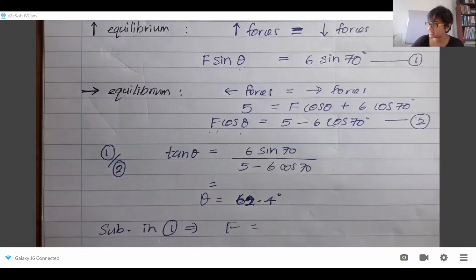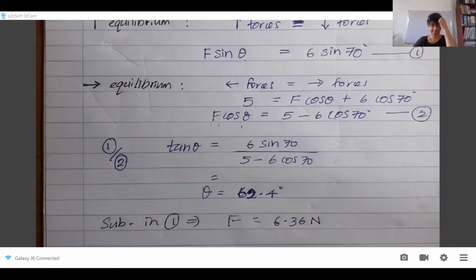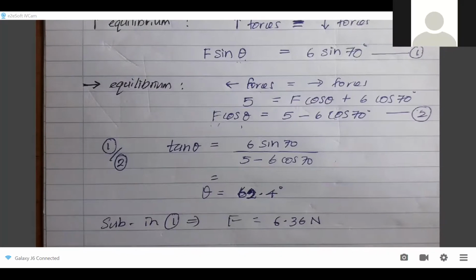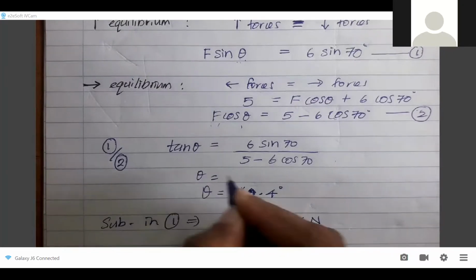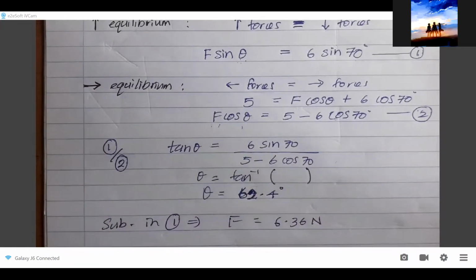Okay, Hatvi says F is 6.36 newtons, correct? Correct, miss. Okay.